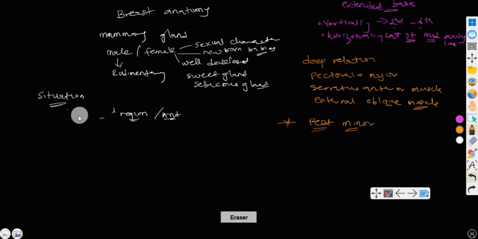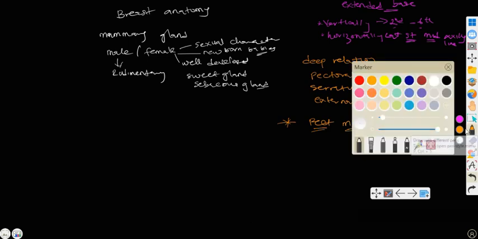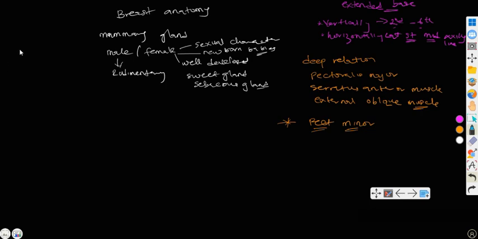After knowing the relations to the breast, next, let's discuss the structures present in the breast. If you are asked to describe the structures, what can you see? The structures present in the breast are actually three. They are skin, parenchyma, and the stroma.